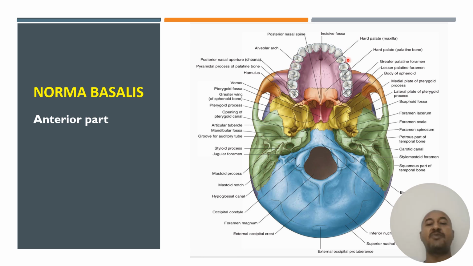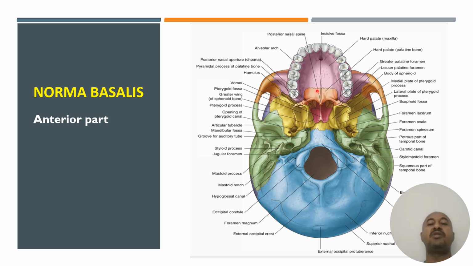The anterior part or anterior aspect of the skull is made of the alveolar arch. We call this the alveolar arch, and the hard palate. Here, this is the hard palate. So the anterior part is made of the alveolar arch and the hard palate. The alveolar arch is actually made of the maxilla bone. If you remember how it looks from the front, the maxilla extends downward to form the alveolar arch, which accommodates the upper jaw teeth.